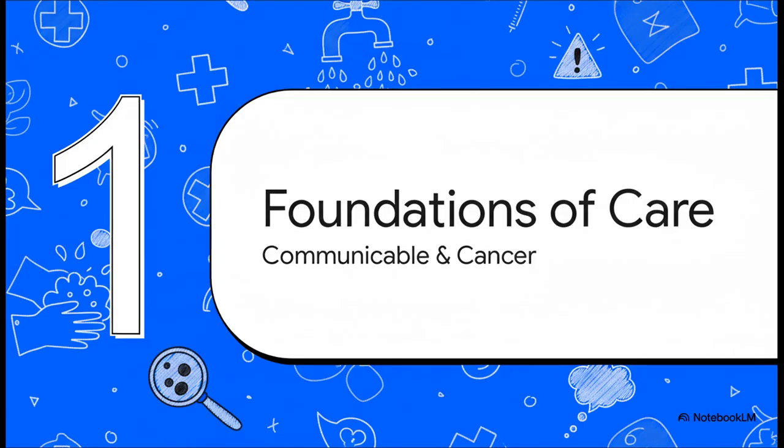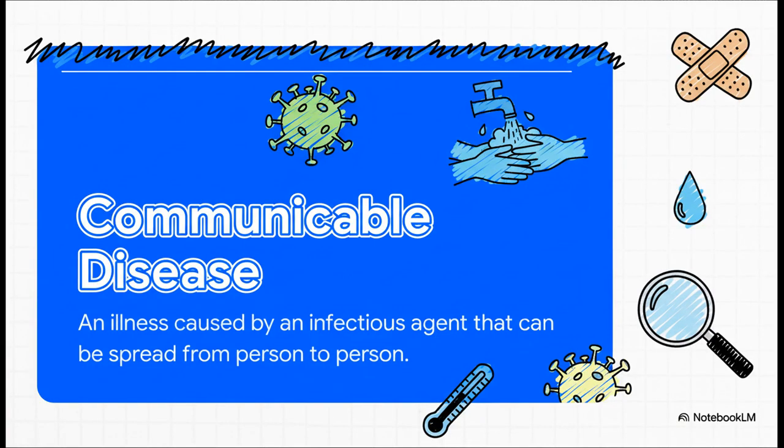So, we're starting with the real foundations of patient care, communicable diseases and cancer. You've got to think of these as the core principles because you're going to see them pop up in all sorts of situations. First up, communicable diseases. I mean, the definition is pretty straightforward, right? It's any illness from an infectious agent that can jump from person to person. We're talking about things you've definitely heard of, like the flu or C.